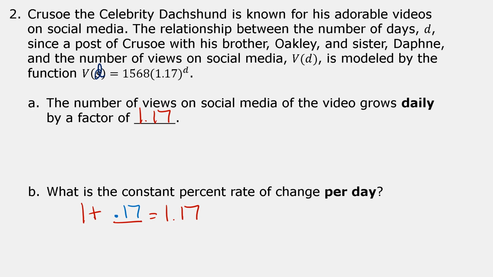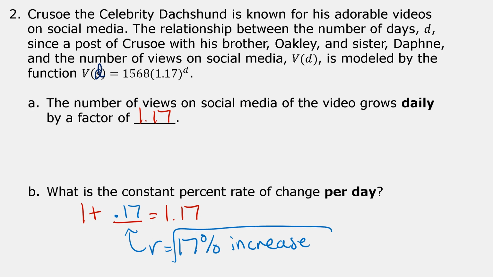How do I write 0.17 as a percent? 17%. And is that a 17% increase or decrease? Increase, because we're adding. So our constant percent rate of change per day will be a 17% increase. So his views are increasing by a lot each day.